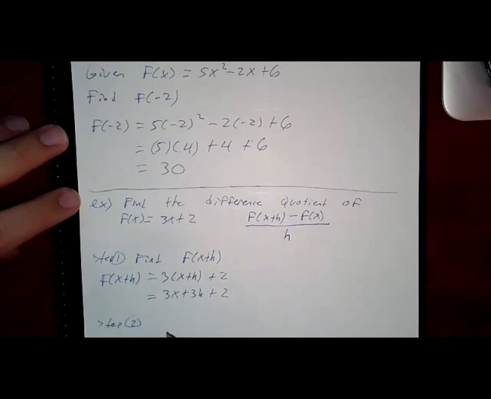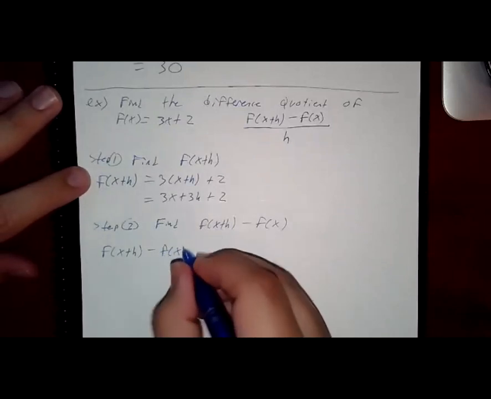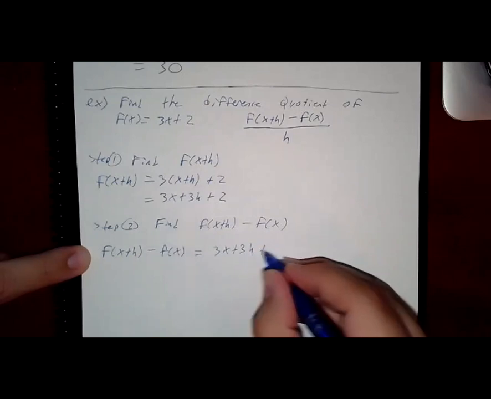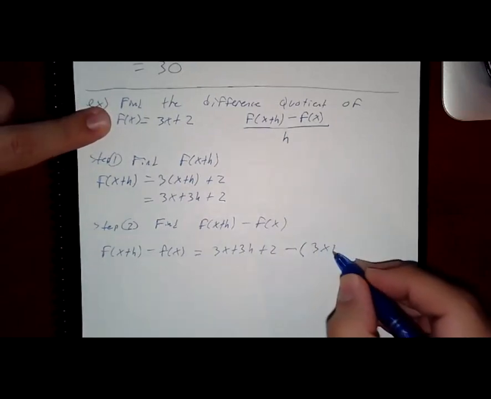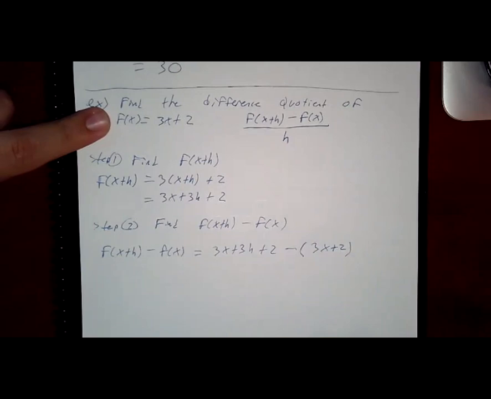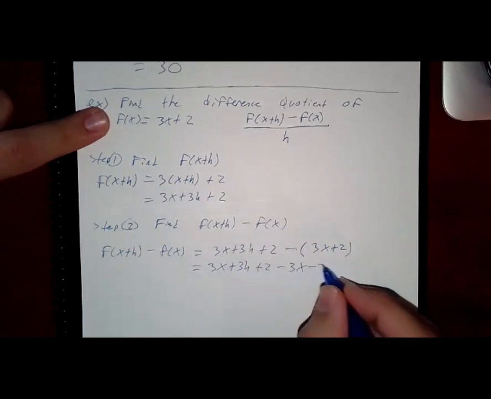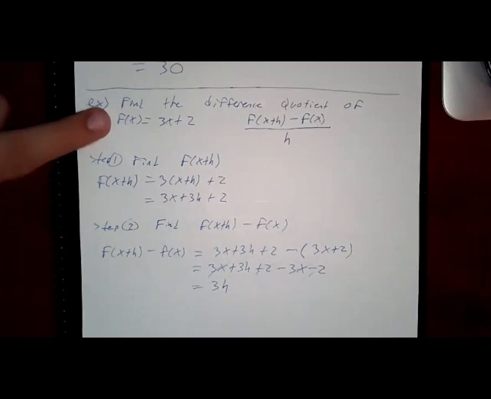Step 2, find f of x plus h minus f of x. So put it together. We just found this guy, so plug that in here. Then minus the entire f function, which is the original, 3x plus 2. To subtract them, that would be 3x plus 3h plus 2 minus 3x minus 2. I'm left with 3h. Everything else cancels.